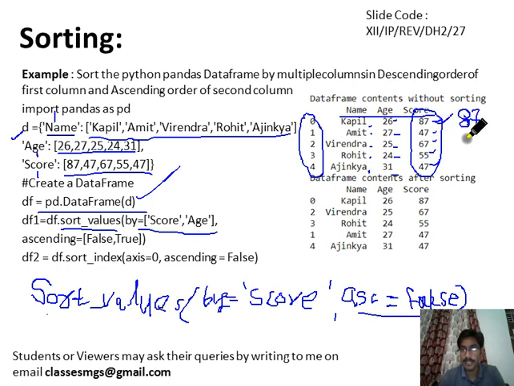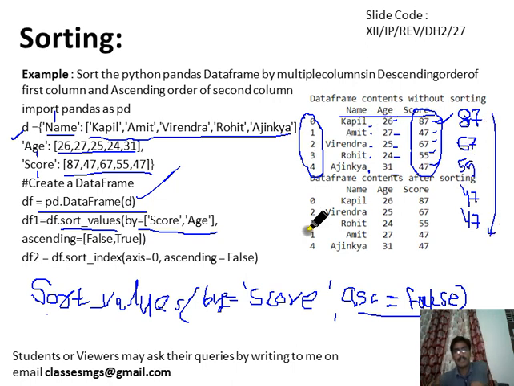Then what is the next maximum value? 67. Then 67 will come. Then 55, then 47. There is a 47 two times, so it doesn't matter which 47 comes first. This way it will produce the output. Other data like age and name will come on the left and right, but the order of the data will be like this if we apply this code.